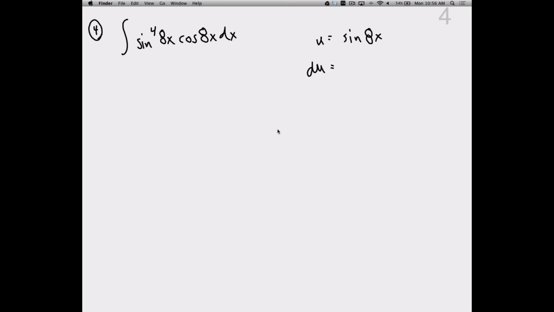Matt, what's the derivative of sine? Cosine. Good. And then don't forget there's a chain rule here, so I get that. For those of you that are haters, do you see that he chose wisely here? Because now when we solve for dx, we get 1/8 times 1 over the cosine of 8x times du.